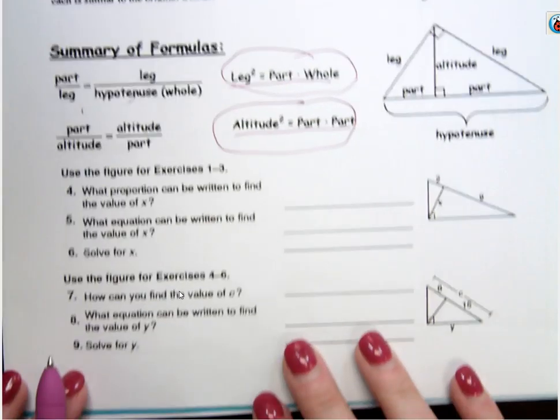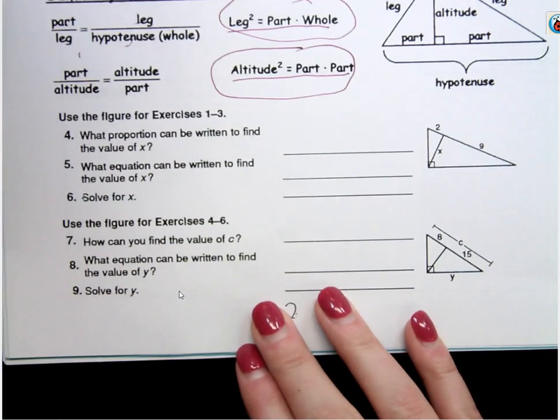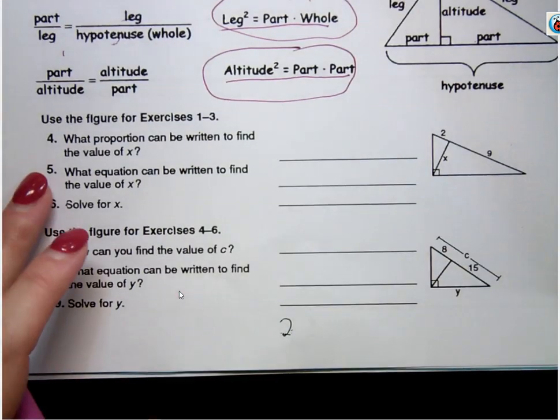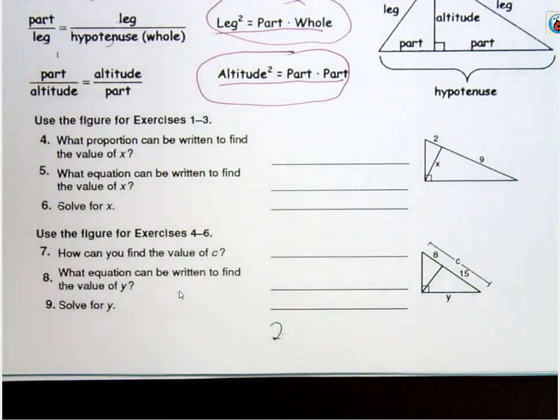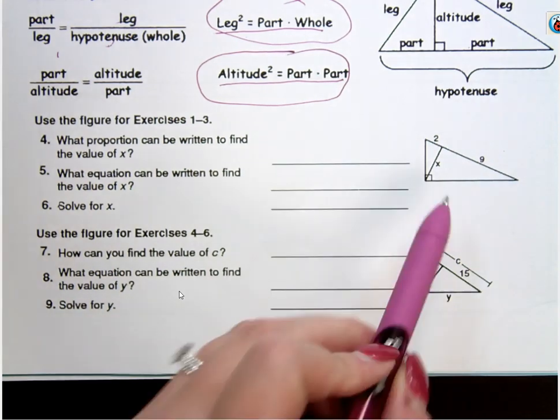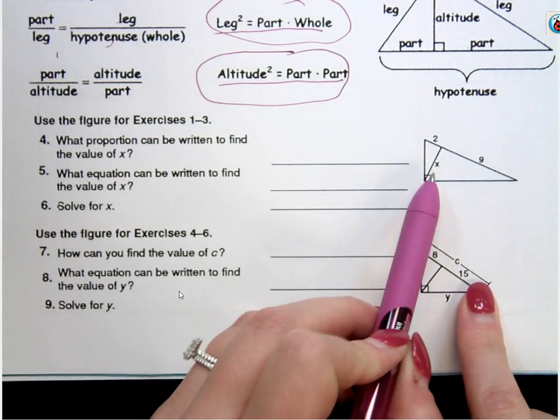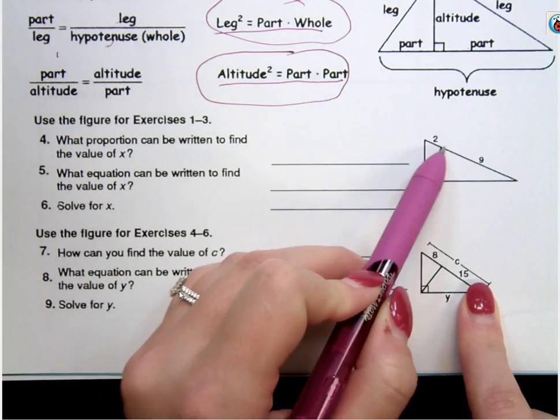Let's look at number 4 and actually explain what's going on, because a lot of you are probably wondering what is happening. A proportion can be written to find the value of x. We want to find the value of x. If we look back, what is the value of x? And we look on here, what is this thing called?